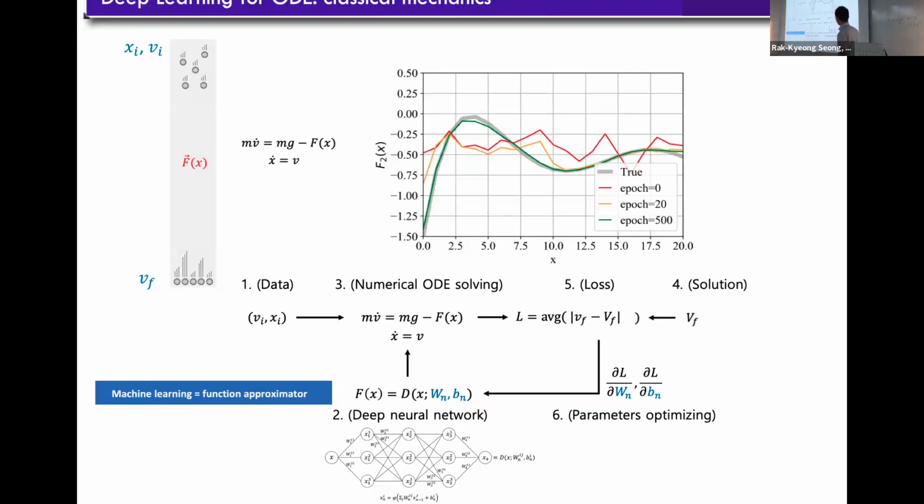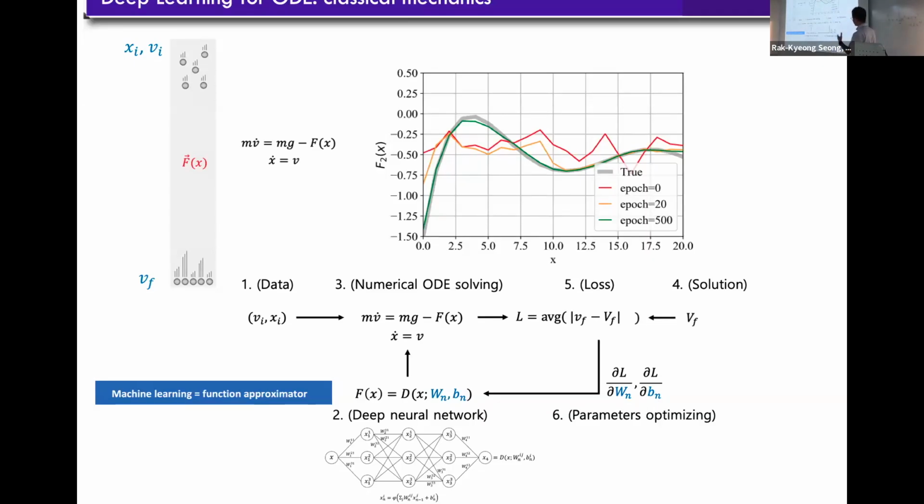Then of course, the computed final speed will not be the same as the real final speed. Then I will compute the difference. That's called the loss function. If we are very lucky, this loss function can be 0 from the beginning, but it's very improbable, right?